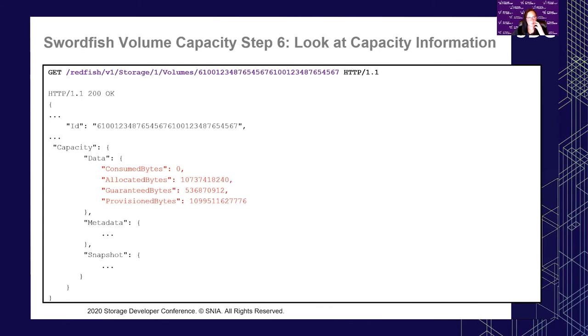But in this case, what we wanted to do was just look and see consumed versus allocated. How much space is left on this volume? So allocated tells us what it was to start with. Consumed tells us how much has been used. Hey, this volume hasn't been used at all. There, we're done. All right. So we navigated around. We found exactly what we were looking for and got our information.